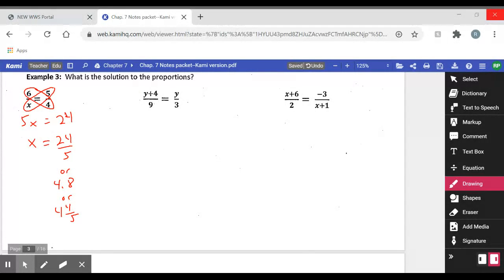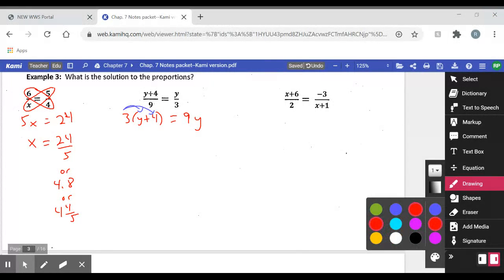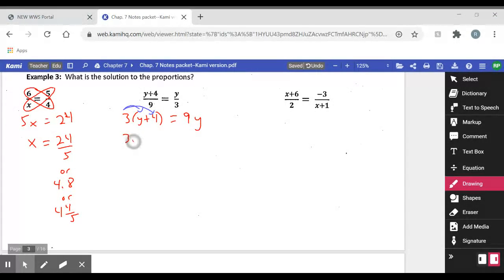When I move on to the next one, I've got to be really careful. When I multiply 3 times y plus 4, I need to put parentheses around the y plus 4 because I have to make sure that I'm distributing the 3. And then if I multiply the other diagonal, I get 9y. So again, don't forget to multiply through by that 3. So I get 3y plus 12 is equal to 9y.